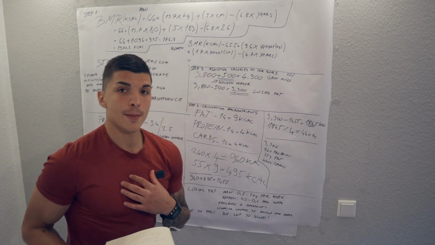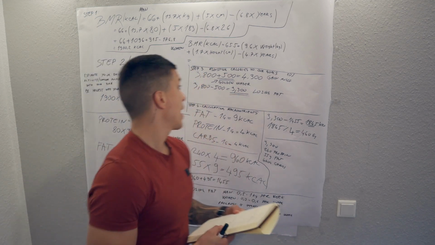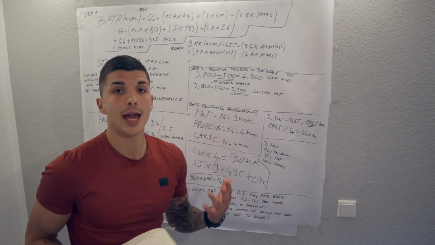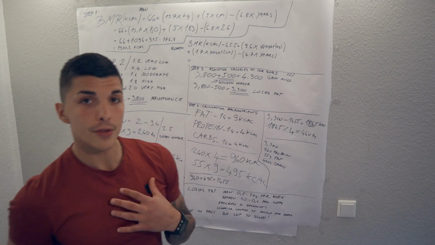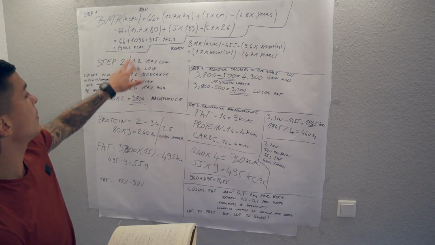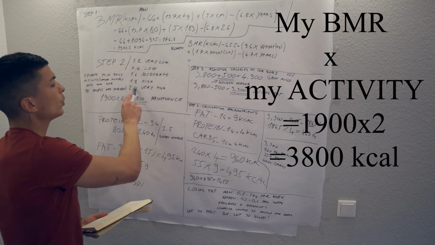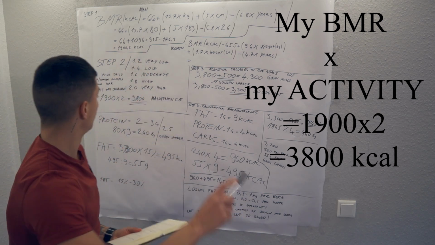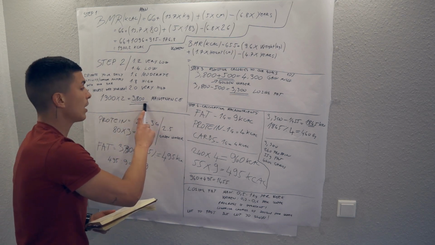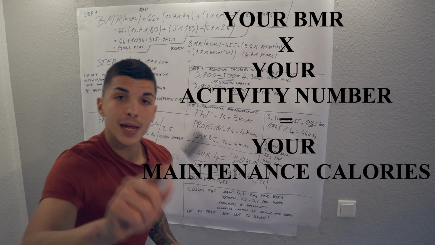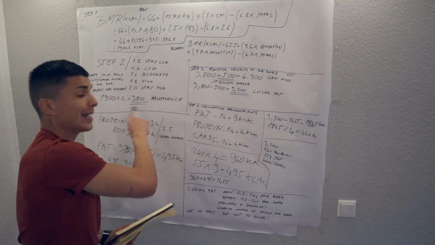So in my example, I have 2 trainings per day, almost every day. And I'm very highly active, because I burn on a daily basis like 4,000 calories. So I will put the very high. I'm going to multiply my BMR, which is 1,900 calories, by 2. So that number is 3,800 calories. And that's our maintenance calories, guys. So my maintenance calories are 3,800.